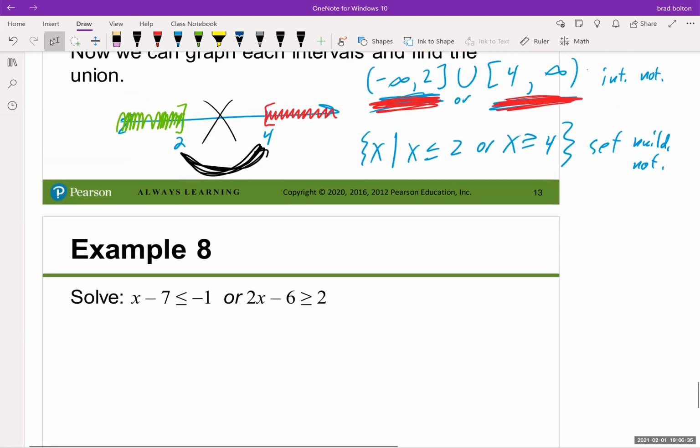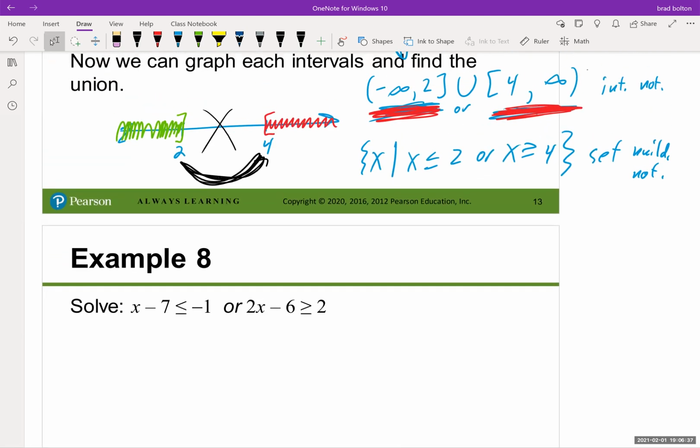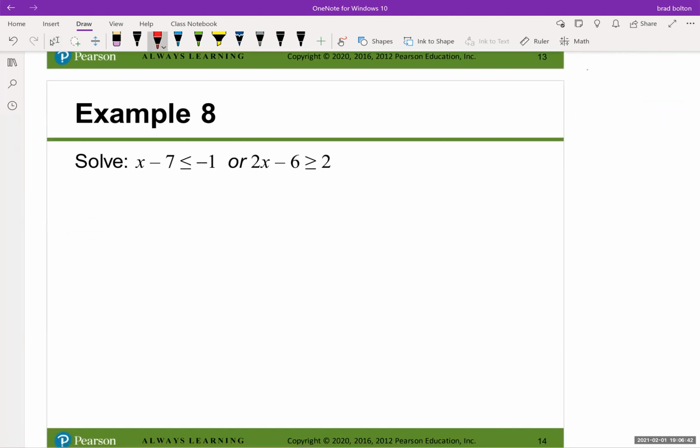Okay, so hopefully you're unpausing the video and you feel pretty good about your answer. So let's give it a shot here. First things first, we solve each inequality separately.